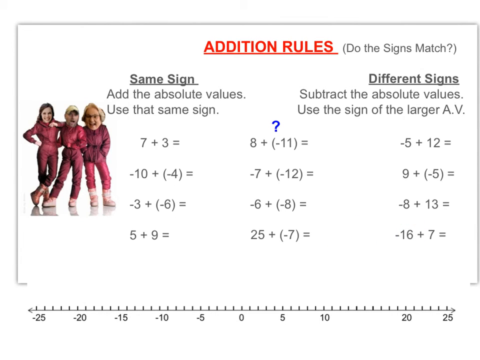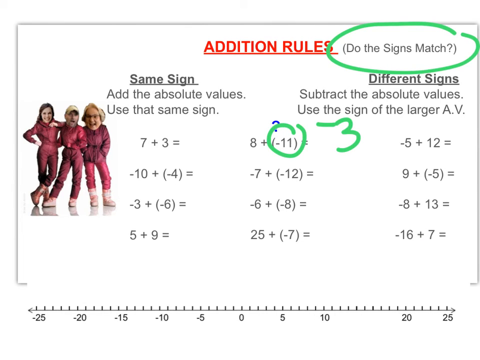Now I'm going to do the middle set, and I have a question mark because now we have to actually decide what they are. So look at the first problem. 8 plus negative 11. Go back to your question. Do the signs match? The answer is no. They're on different teams. So we subtract them. 11 minus 8 is 3, and who wins? The negatives win it because the negative has a bigger absolute value.